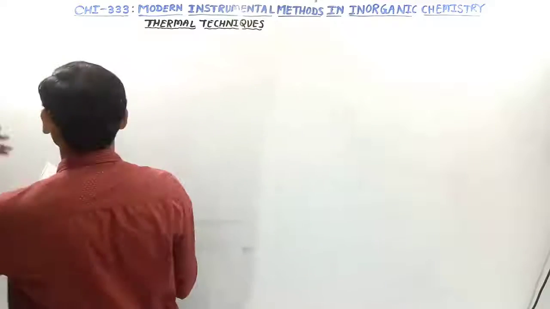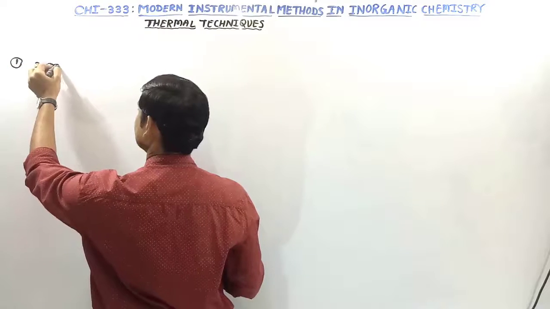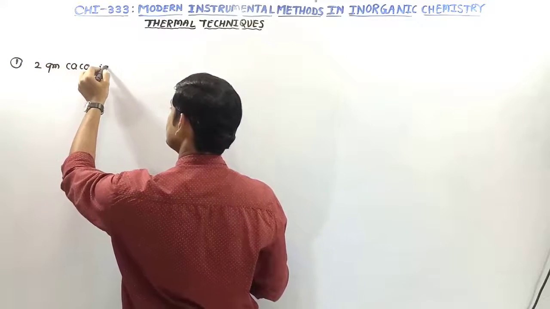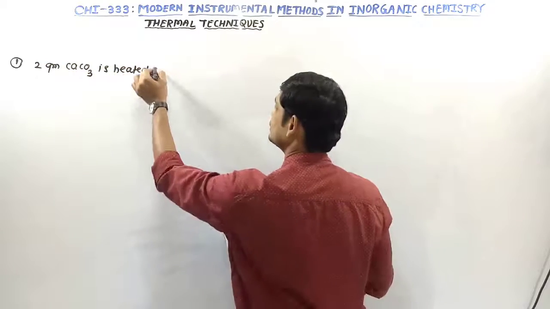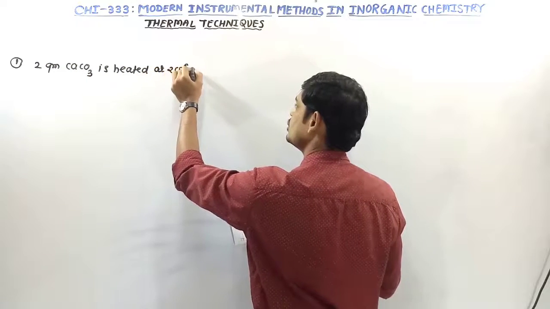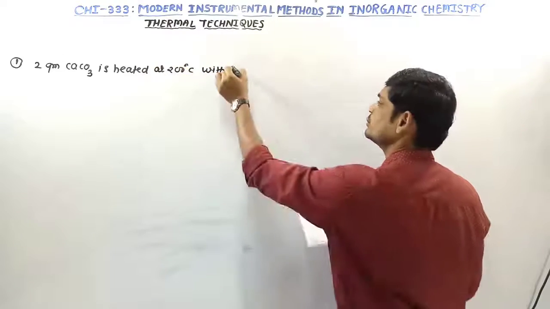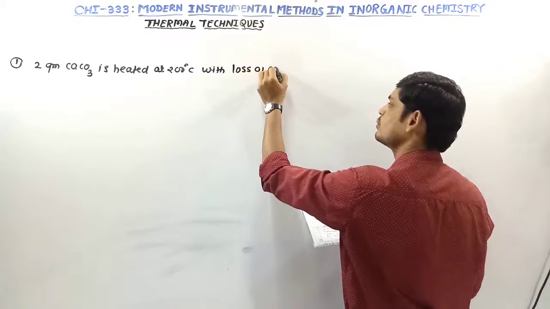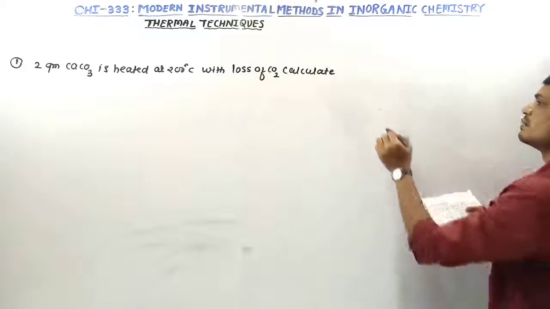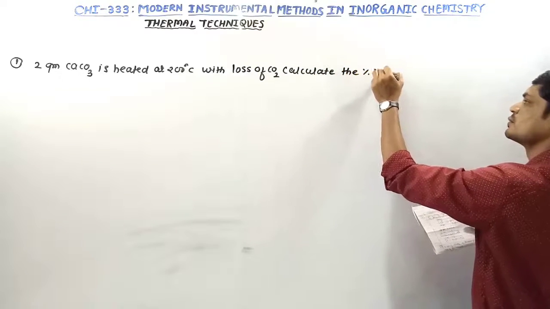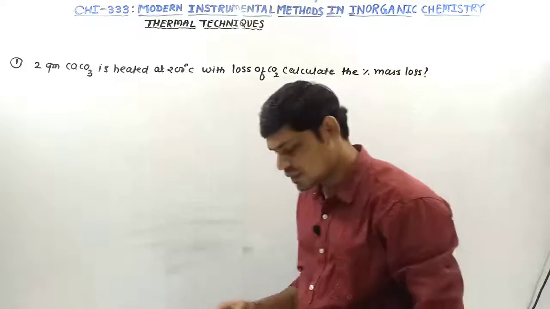So our first numerical is that 2 grams of calcium carbonate is heated at 200 degrees Celsius with loss of CO2. Calculate the percent mass loss.